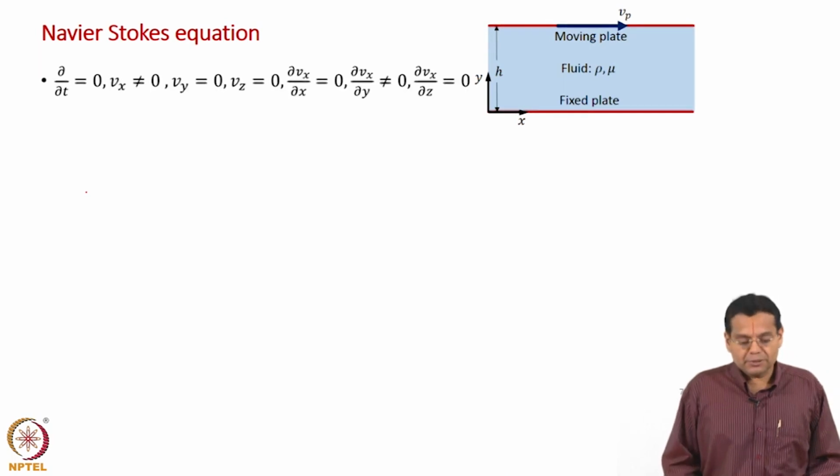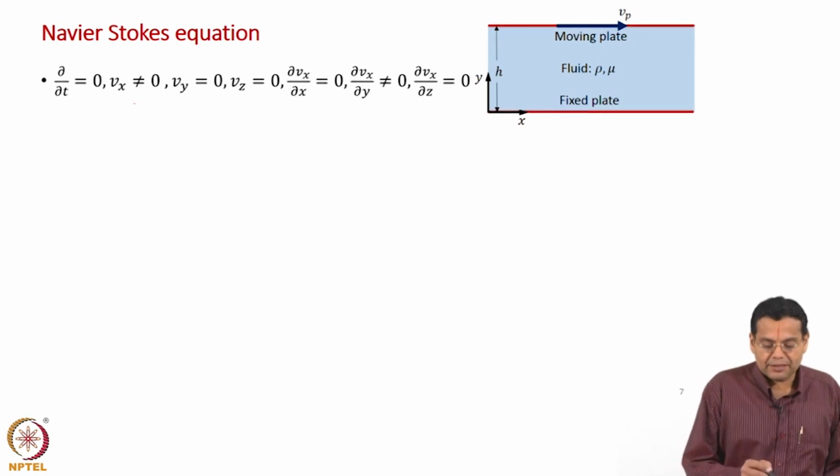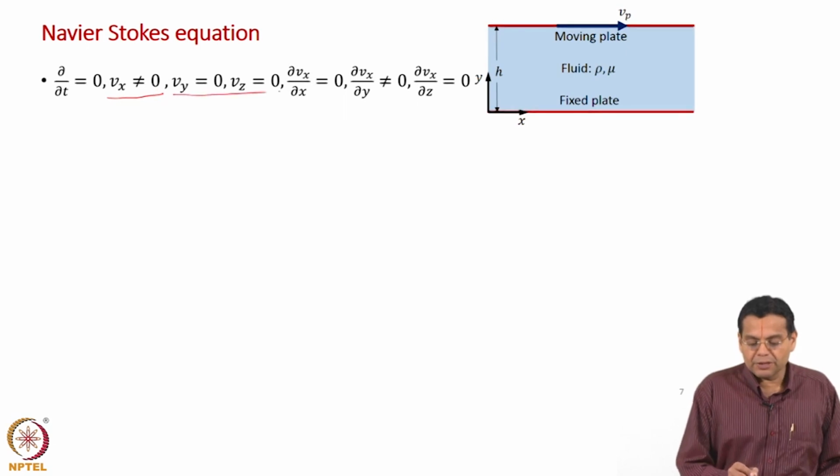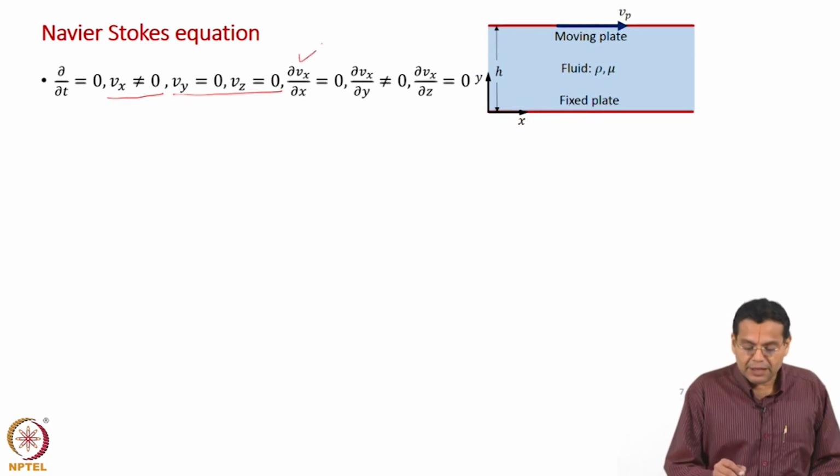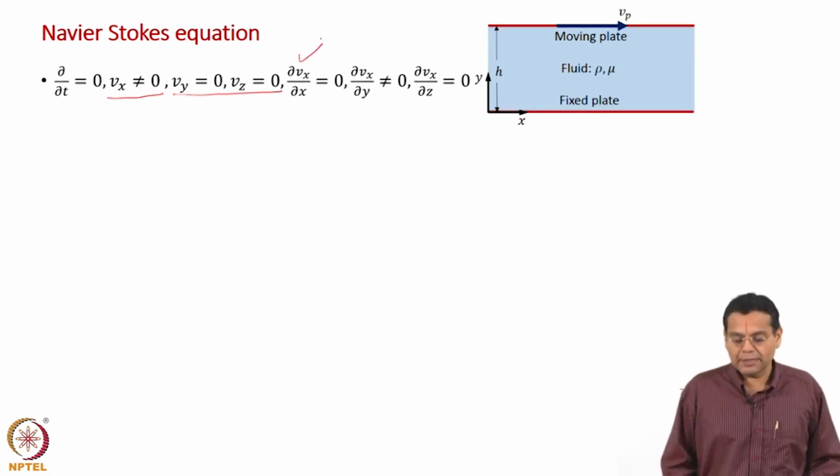dou by dou t is equal to 0, that is from the steady state assumption, and just like we discussed in the previous slide, Vx is not equal to 0, Vy equal to 0, Vz equal to 0, we have assumed them. From the continuity equation we proved that dou Vx by dou x is equal to 0, and then we said dou Vx by dou z equal to 0, let us assume that Vx does not vary in z direction, and which leaves us with a non-zero value for the derivative dou Vx by dou y.